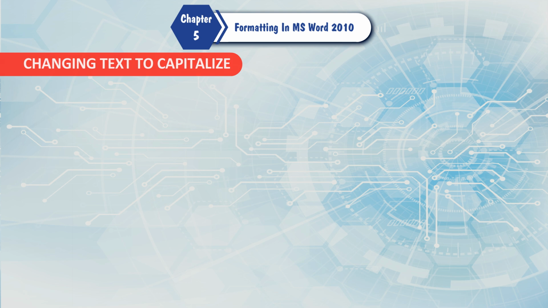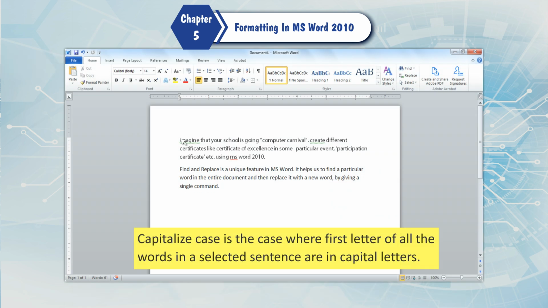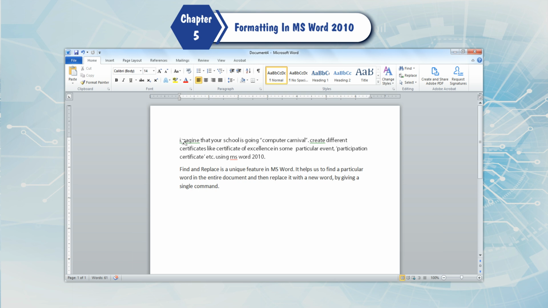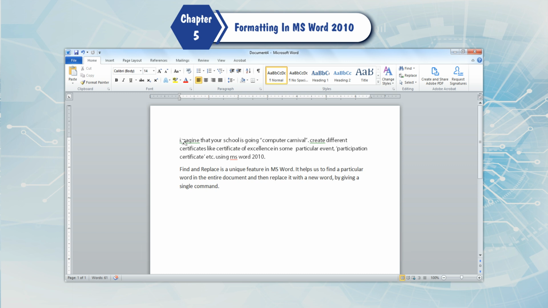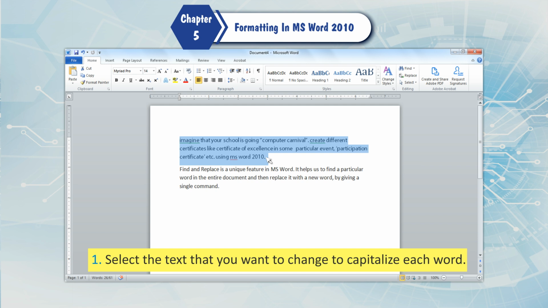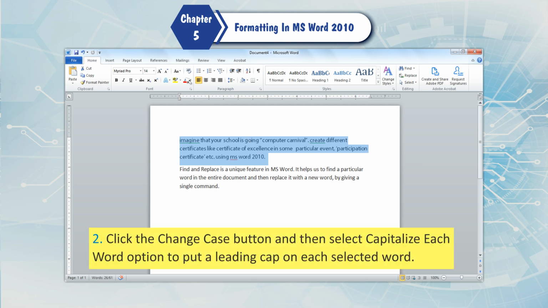Changing text to capitalize. Capitalized case is the case where the first letter of all words in a selected sentence are in capital letters. The steps involved in capitalizing the text are: select the text that you want to change to capitalize each word. Click the Change Case button and then select the Capitalize Each Word option to put a leading cap on each selected word.